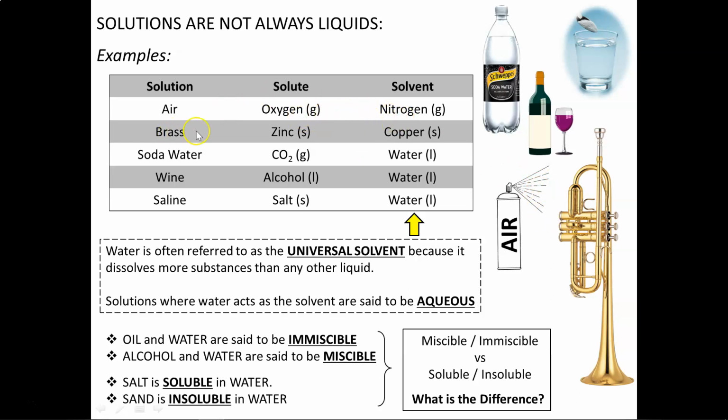Now brass is an example of a solid solution. It is typically made up of zinc dissolved in copper. So when you look at a brass trumpet, it all looks the same. It's one visible phase, uniform throughout. You can't tell the zinc from the copper.